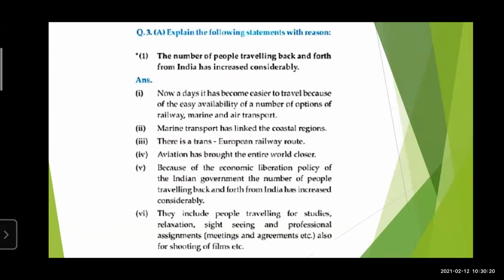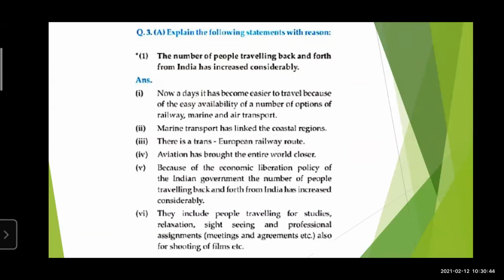Then you have the questions: explain the following statements with reasons, like give reasons. The number of people traveling back and forth from India has increased considerably. So this also you need to write in points. The first point will be, nowadays it has become easier to travel because of the easy availability of a number of options of railway, marine and air transport.